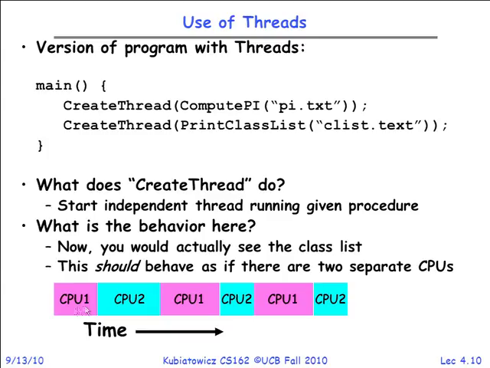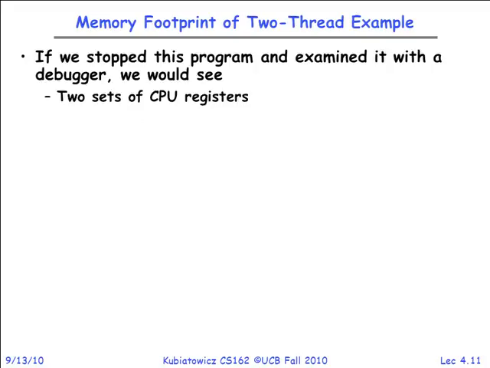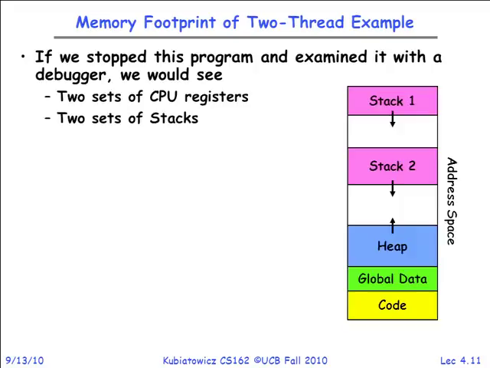Now, what's the memory footprint of this program? So suppose we stop the program and somehow look at it with a debugger. Well, we're going to say two sets of CPU registers. Why is that? Well, there are two threads and two thread control blocks, each with registers in them. Two sets of stacks. Okay, why is that? Because there are two threads. Very good. So questions: how do the stacks get positioned relative to one another?